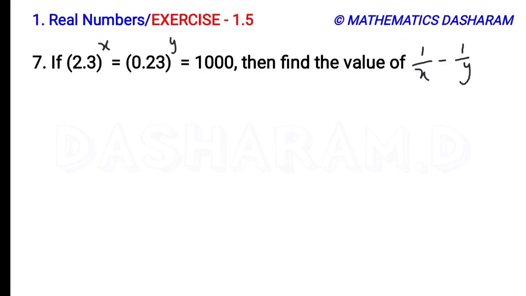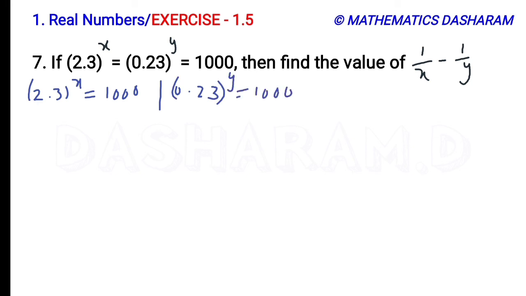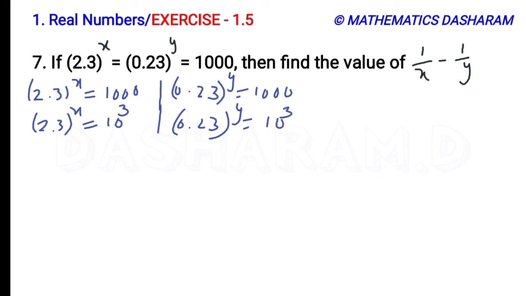Seventh question, if 2.3 whole power x equals to 0.23 whole power y equals to 1000, then find the value of 1 by x minus 1 by y. So given that 2.3 whole power x equals to 1000, next to 0.23 whole power y equals to 1000. So 2.3 whole power x equals to 1000 exponential form 10 cube. Here also 0.23 whole power y equals to 10 cube.